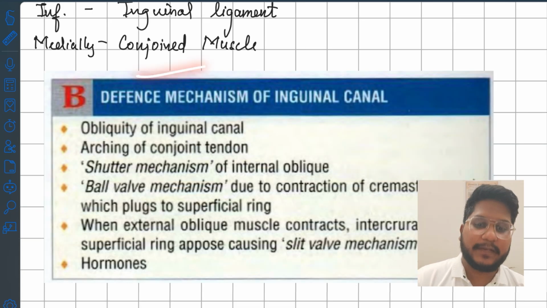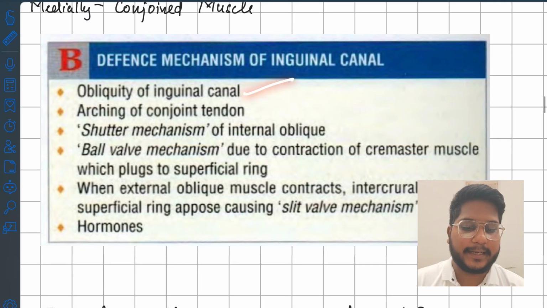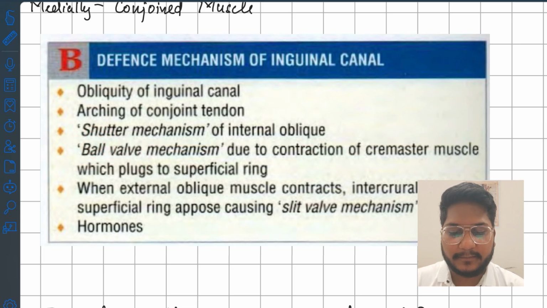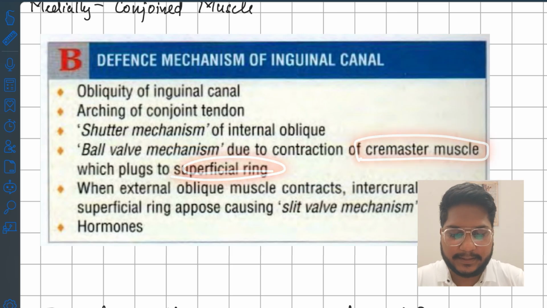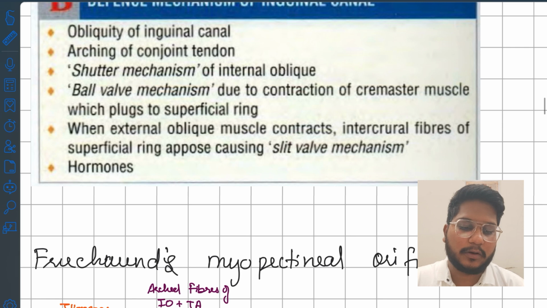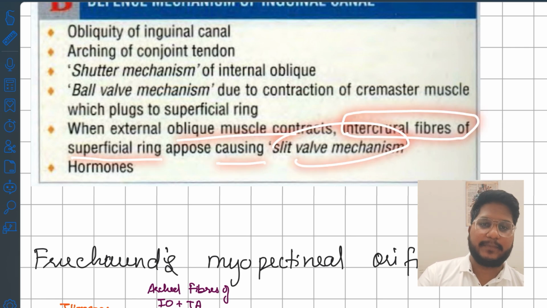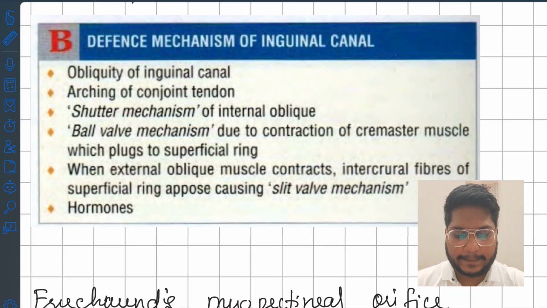Now the defense mechanism of the inguinal canal, which is a very much asked question in the viva. It is the obliquity of the inguinal canal, the arching of the conjoint tendon, the shutter mechanism of the internal oblique, and then we have the ball and valve mechanism, in which the ball is the testis and the valve is the superficial inguinal ring. Then contraction of the cremasteric muscle plugs the superficial ring, which I have all studied in the first year. The next is when the external oblique muscle contracts, the intercrural fibers of the superficial ring oppose, causing a slit valve mechanism as well, and the last one is hormones. So these are the defense mechanisms of the inguinal canal.